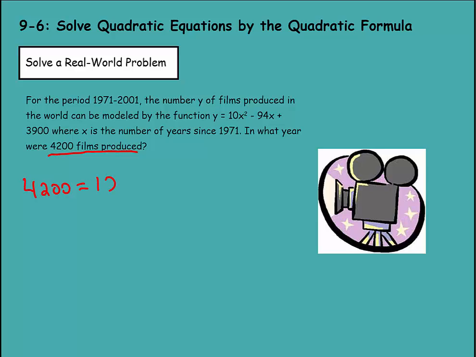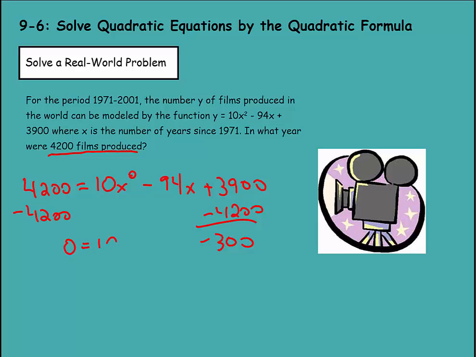So we have 10x squared for our equation, minus 94x plus 3900. If we subtract the 4200 from both sides, that's going to give us negative 300. So we have 0 over here equaling 10x squared minus 94x minus 300. And this looks pretty difficult to me, so let's use that quadratic formula.